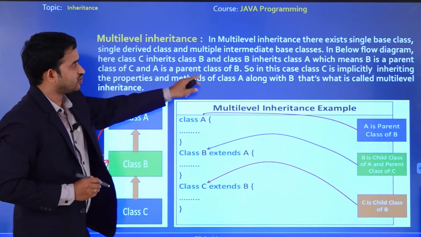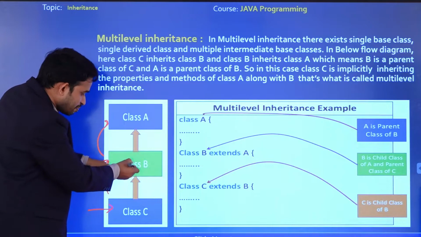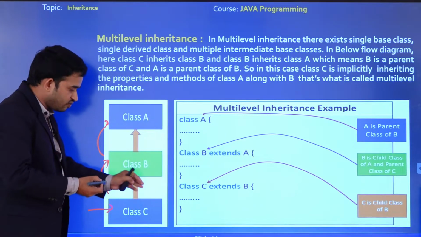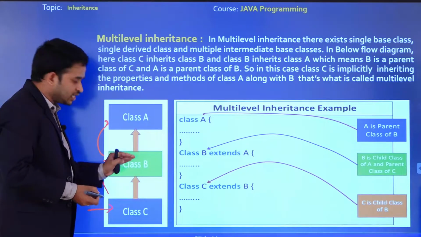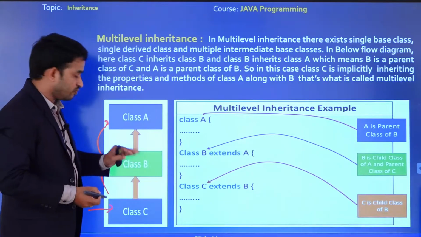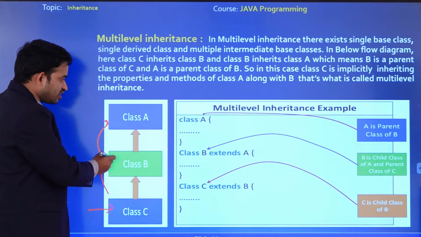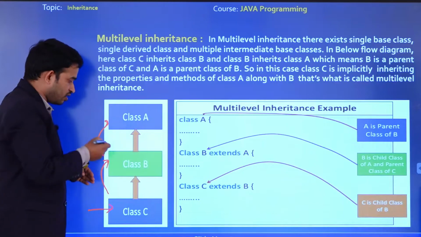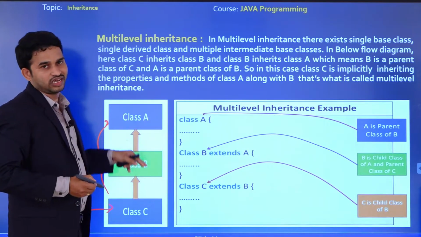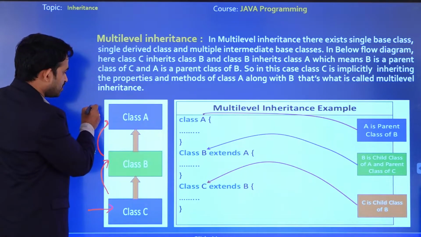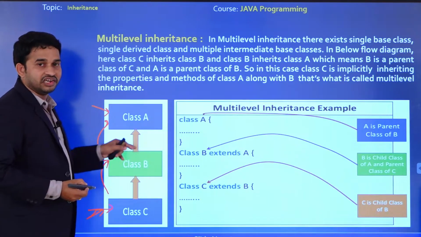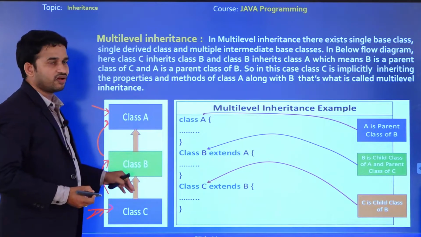Which means B is a parent of class C. Why? Because class C extends, or acquires, the properties from class B, meaning class C is now the child class and class B acts as the parent class. What is the next one here? Class B acquires the properties from class A. Now B is the child of class A, but A is the parent of class B. Here one base class, one derived class, and we can use multiple intermediate base classes.